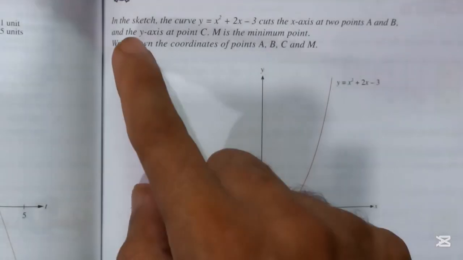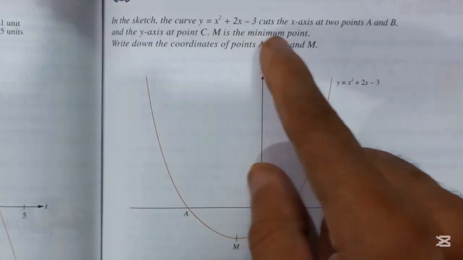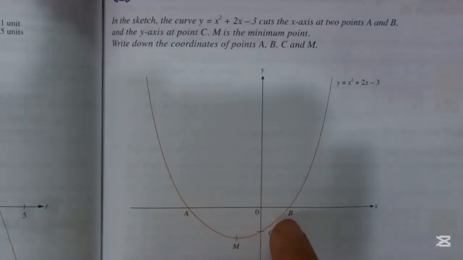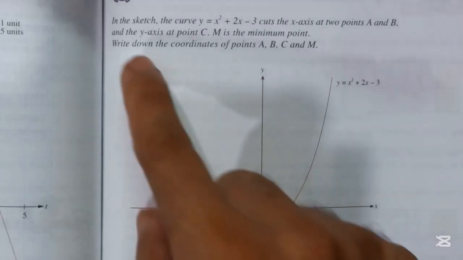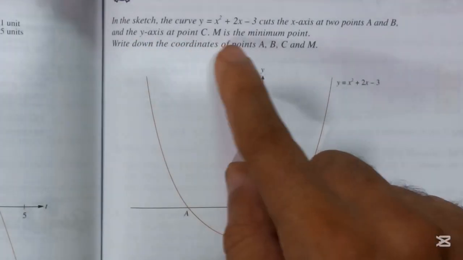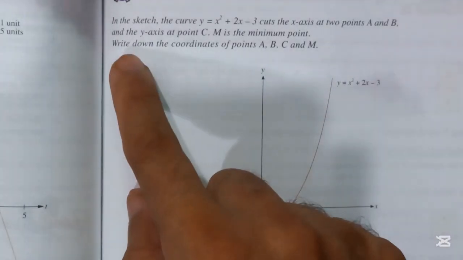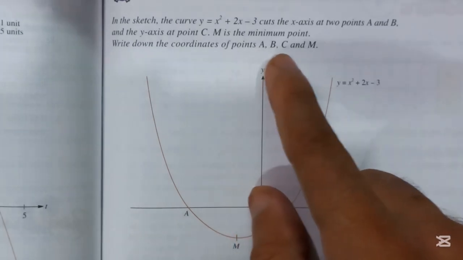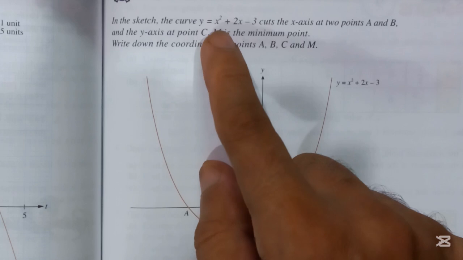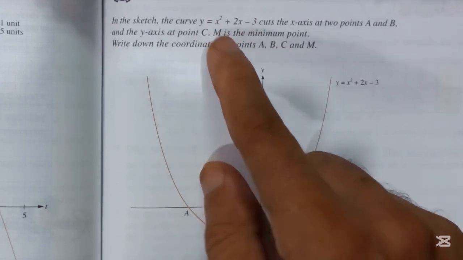So look now, in the sketch, the curve y is equal to x square plus 2x minus 3 cuts the x-axis at 2 points A and B. Here are A and B, cut by this graph, and it cuts the y-axis at point C, and here is the point C. M is the minimum point, which is given on the graph. The requirement is to write down the coordinates of points A, B, C and M. First we will factorize the right side of the equation.